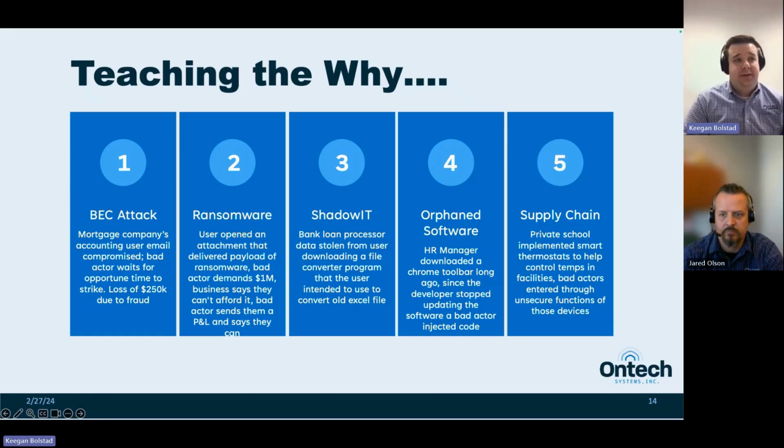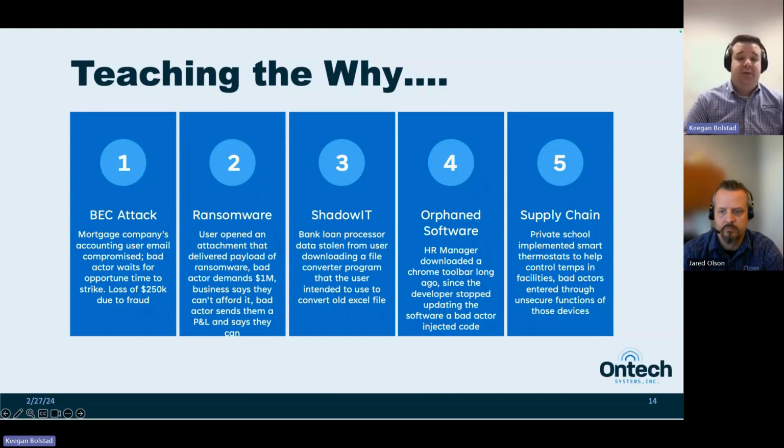The last one is the elephant in the room between IT providers and customers: the amount of assets that sit on the IT network is skyrocketing. In this circumstance, it was a private school. They implemented smart thermostats. The bad actor entered through unsecure functions of those smart thermostats.